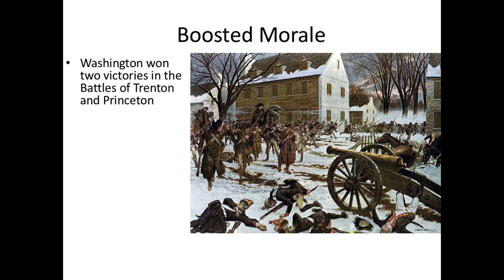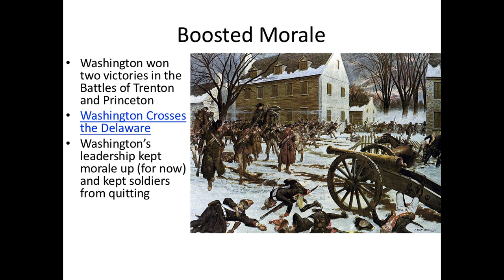So Washington's going to win two major victories at the Battle of Trenton and at the Battle of Princeton. There's a third battle that he wins. He wins a series of 3 battles total in 10 days, Trenton and Princeton being the major two. And again, this shows his leadership. He again might be fighting dirty, but whenever he does this fighting dirty, he gets the victories that were exactly what his troops needed.